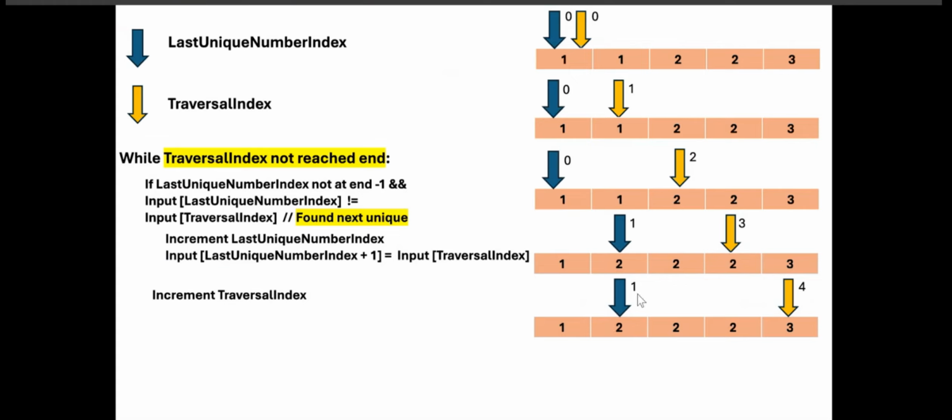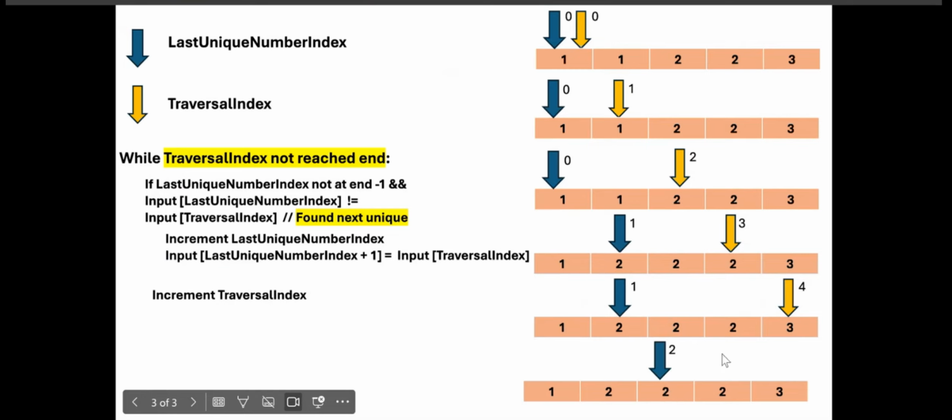Now we see that in the input array, at index 1 the element is 2 and at index 4 the element is 3, it is not matching. It means we found the next unique. So again increment the last unique number index, because we need to put a new unique here, and whatever value is present at the traversal index, just replace that value at this new unique number index, and increment the traversal index. Now we reached the end of the array.